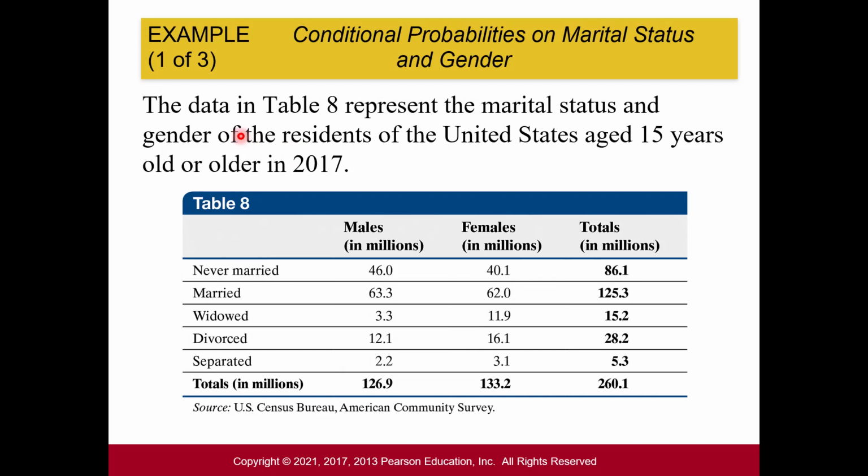So let's look at this one. In this table, the data represents the marital status and gender of the residents in the U.S., ages 15 and older, in the year 2017. So we have from never been married to separated, we have our total down here, and we have males, females, and then totals.